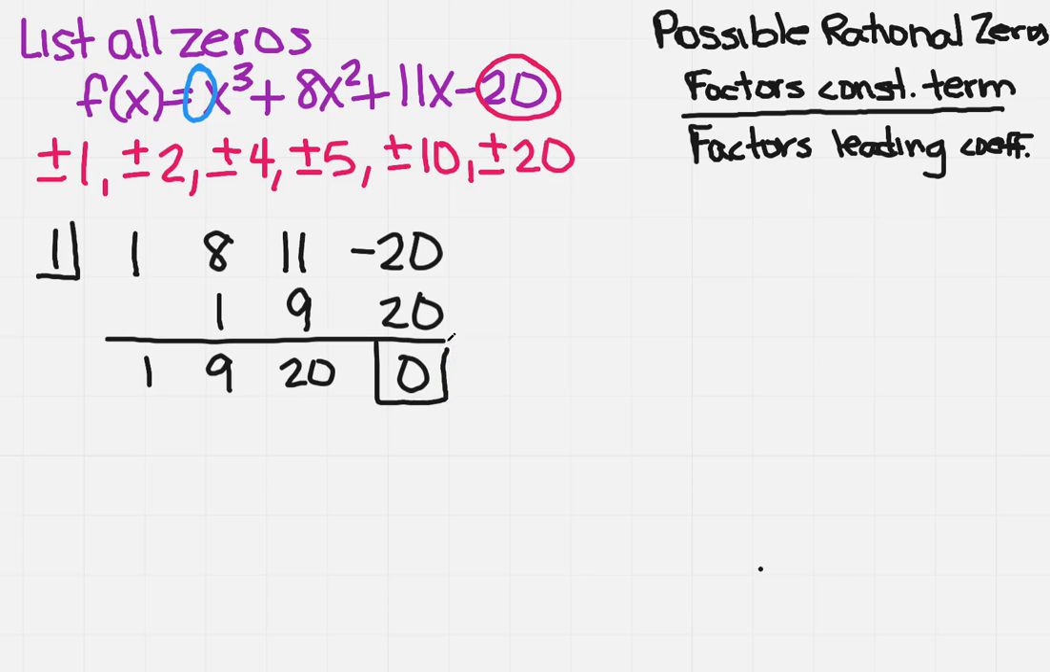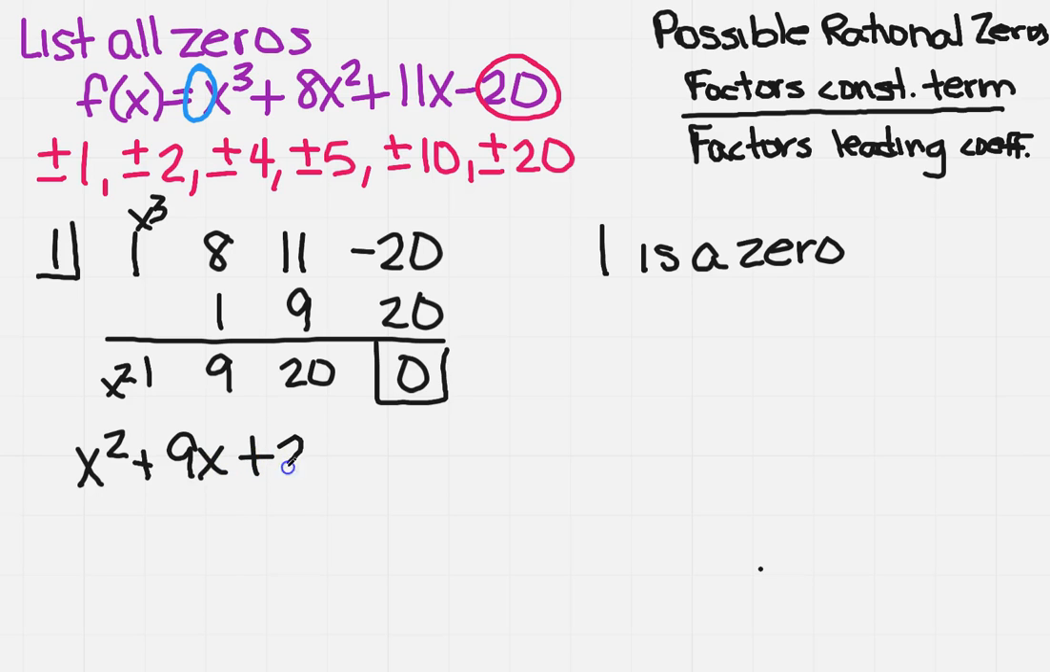We all like that. So that tells me that 1 is a 0. So we've got that one. So we know one of our answers. Now we need to see if there's any more. So remember, if this was x cubed, this becomes x squared. So I'm going to have x squared plus 9x plus 20, and that's going to be equal to 0.